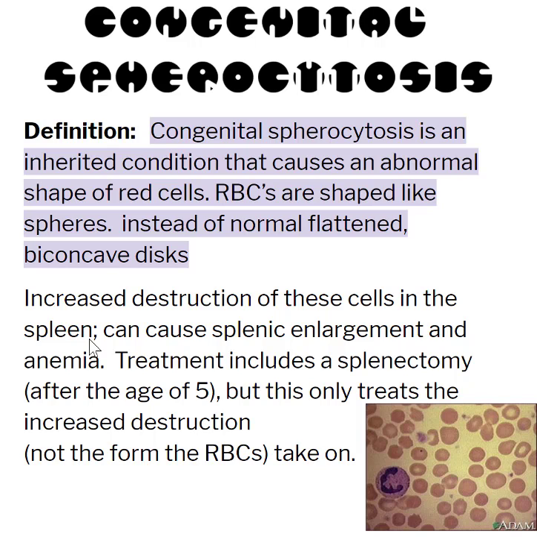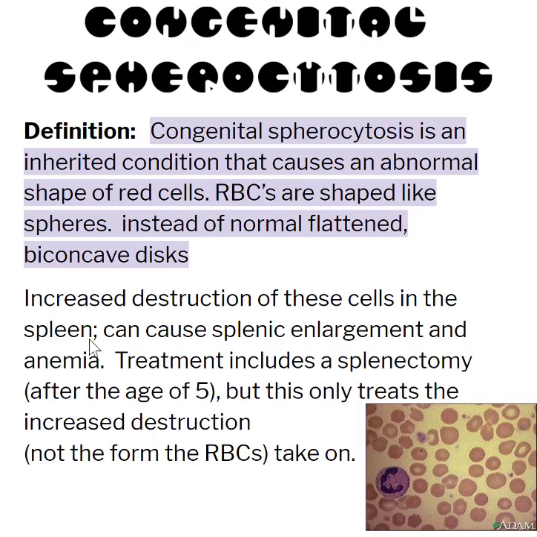And as we've been talking about, the spleen is responsible for getting rid of those oddball red blood cells. When you have a bunch of them that are ball-shaped, the spleen zeroes in on them and gets rid of them. Well, if you get rid of too many of your red blood cells, that is considered anemia. There aren't enough red blood cells circulating through the body. When there's not enough red blood cells, we don't have enough iron, we don't have enough oxygen circulating through the body.